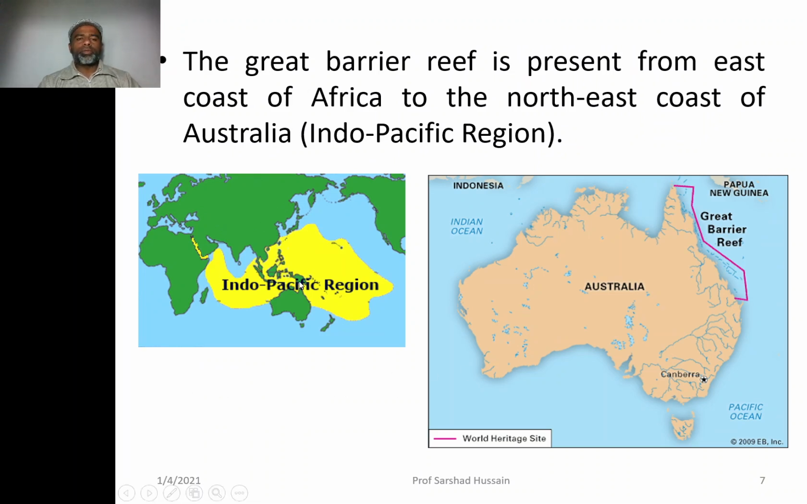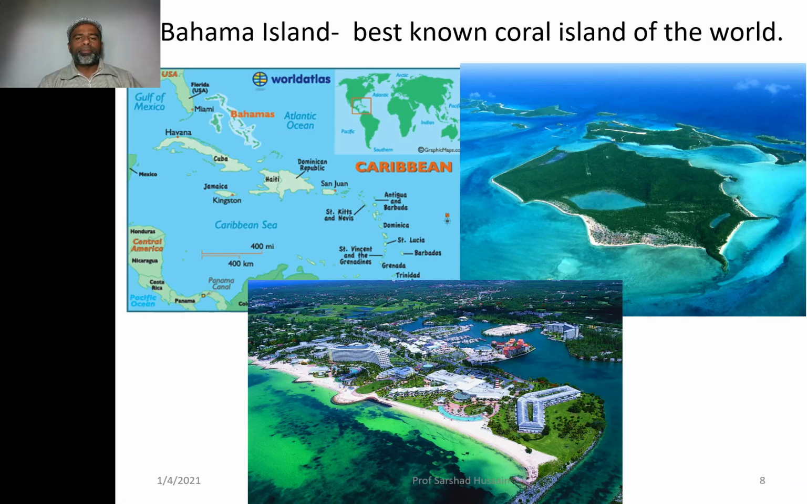I'm giving you some examples. The Great Barrier Reef that you might have seen along the coast of Australia. This is the Great Barrier Reef. This one is present in the Indo-Pacific region. This is the Indo-Pacific region of the ocean. This is an example of a coral reef.